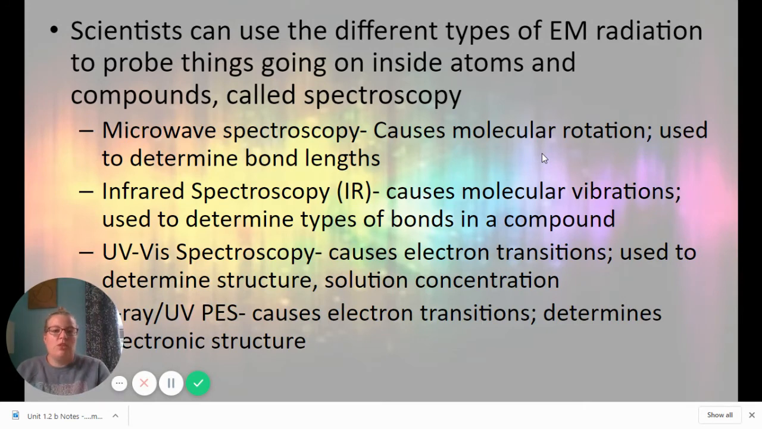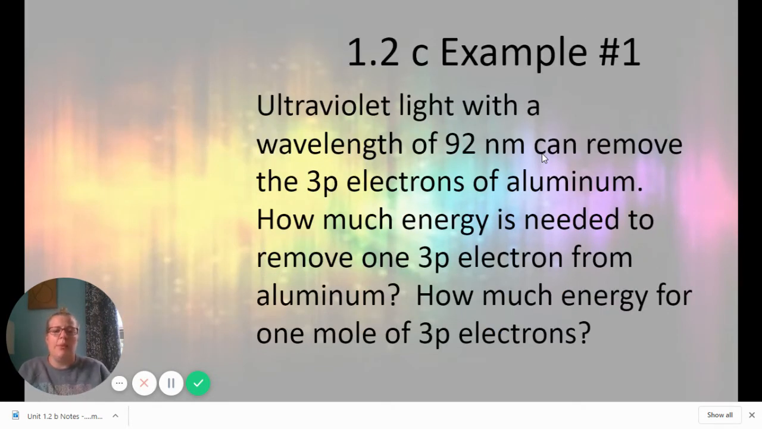So what we're going to be doing is 2 more types of calculations. They're kind of similar to the ones that we did yesterday, but they're just applied to a spectroscopy context, and we'll see how it goes. So here's example 1 from unit 1C. Ultraviolet light with a wavelength of 92 nanometers can remove the 3p electrons of aluminum. And I know this because I looked up the data for you. How much energy is needed to remove 1 3p electron from aluminum?